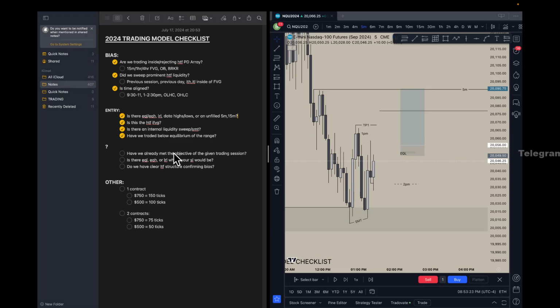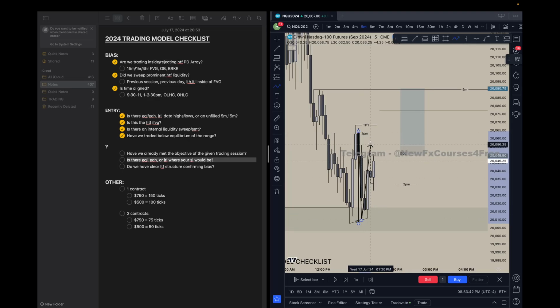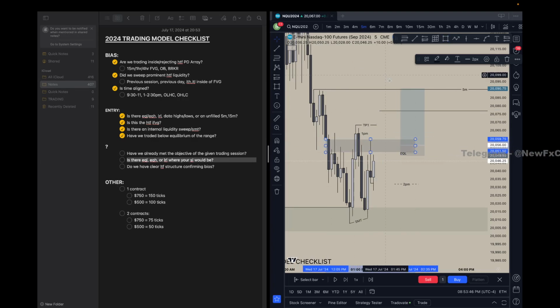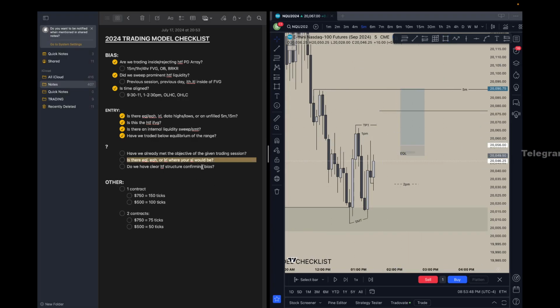Now, have we already met the objective of the given trading session? No. Is there equal lows, equal highs, or low resistance liquidity where your stop loss would be? No, there isn't. All right. Let's protect low. Do we have clear lower time frame structure confirming bias? I would say so, yes. We have this. We have the SMT. We have clear displacement through this. On the lower time frame, we got an inversion here. All right. All good.